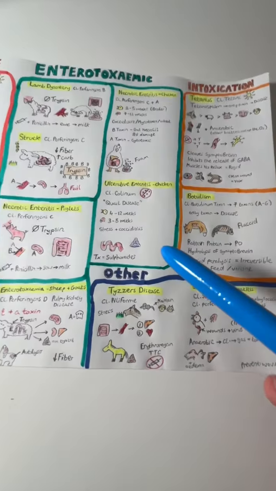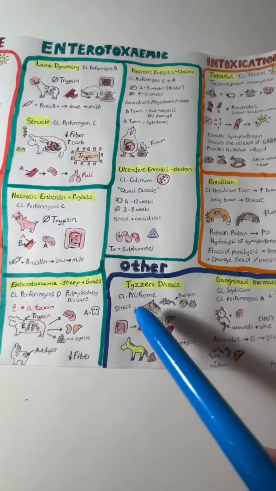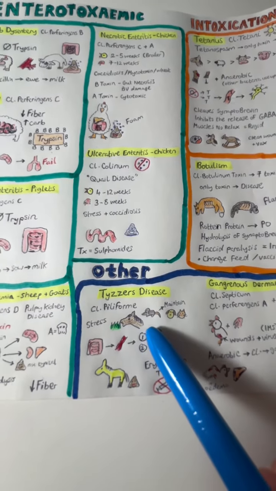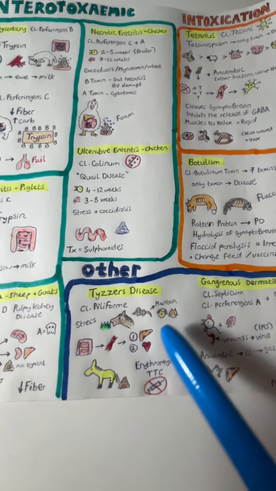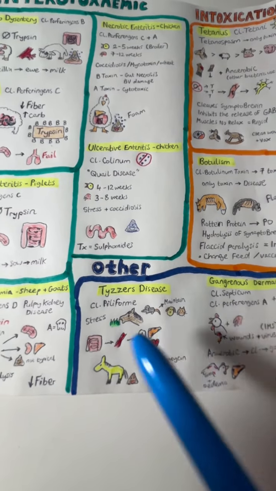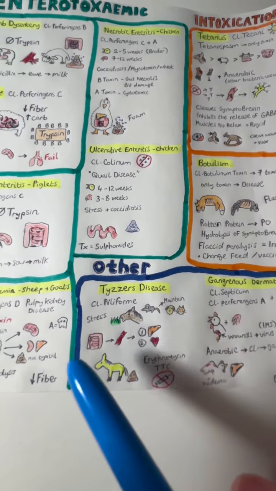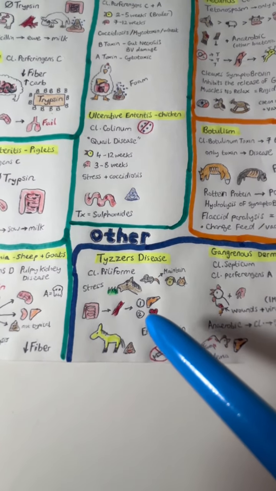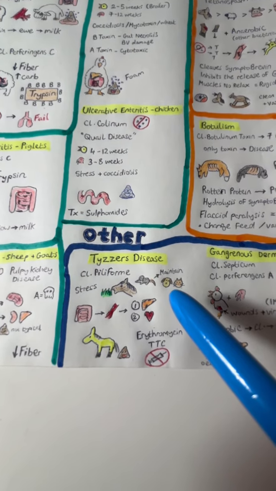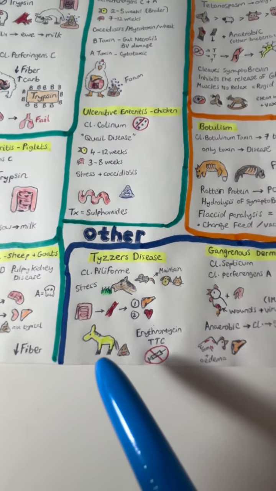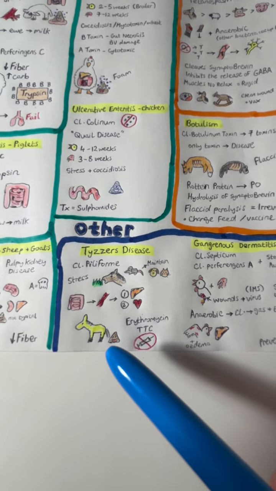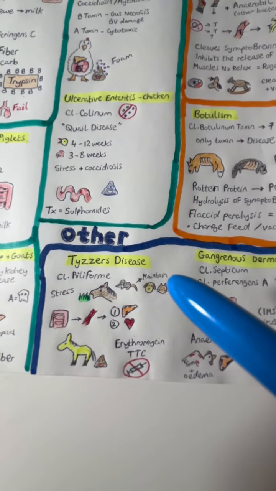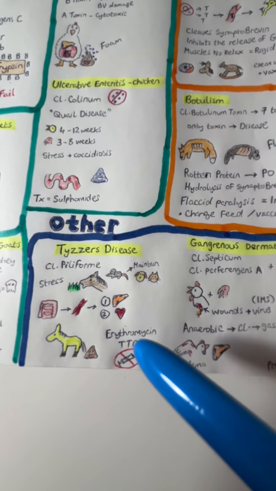The last grouping is other. Tyzzer's disease is caused by Clostridium piliforme. The hosts are horses, and it's also maintained by rodents, and cats and dogs can also carry the infection. Bacteria is taken up into the body orally, and when the animal is stressed, the bacteria will replicate in the gut. It will then get absorbed into the bloodstream, and it will then go to the liver and the heart. In the liver, focal necrosis will occur, and this will cause the horse to get jaundice. Horses can also get colic and diarrhea, as well as hemorrhagic fluid in the pericardium. For treatment, you need an intracellular antibiotic such as erythromycin or tetracyclines.